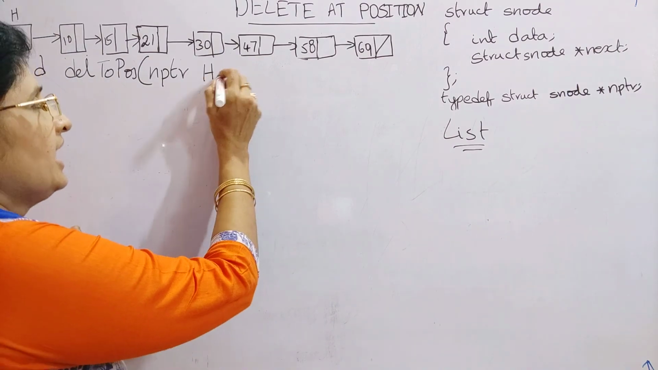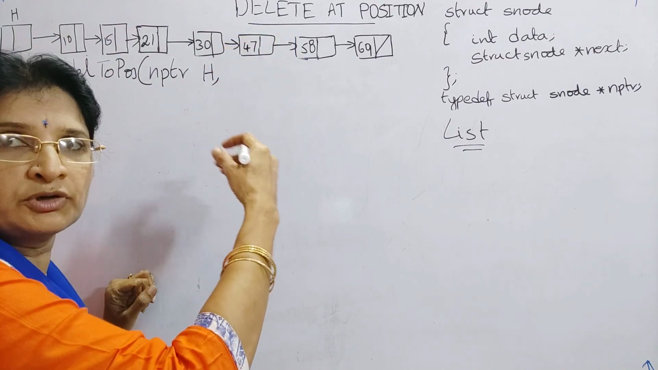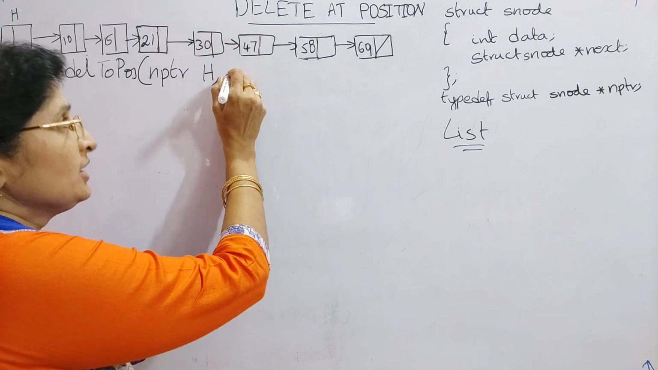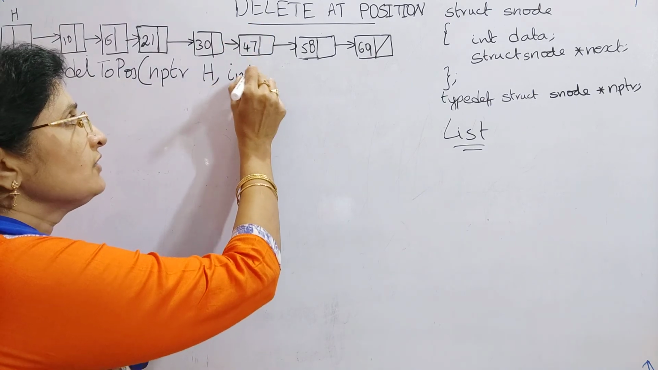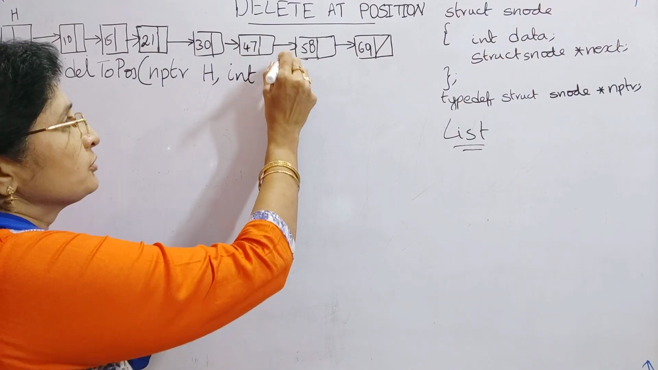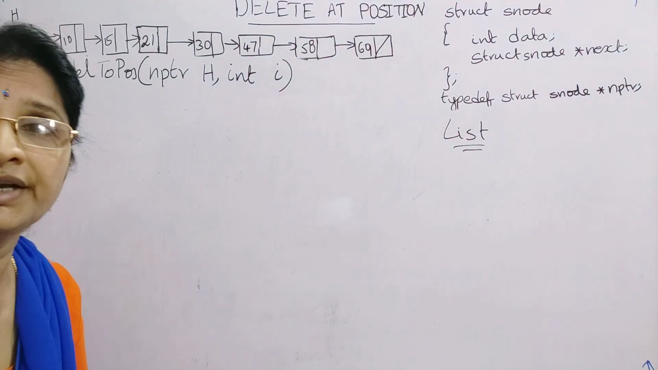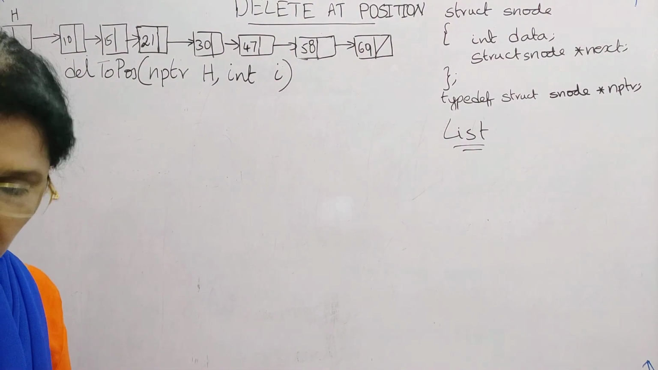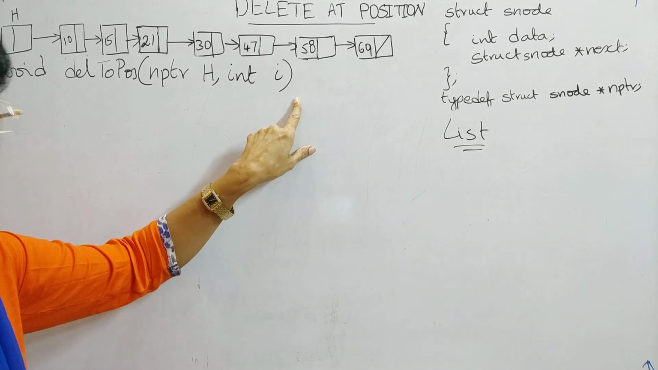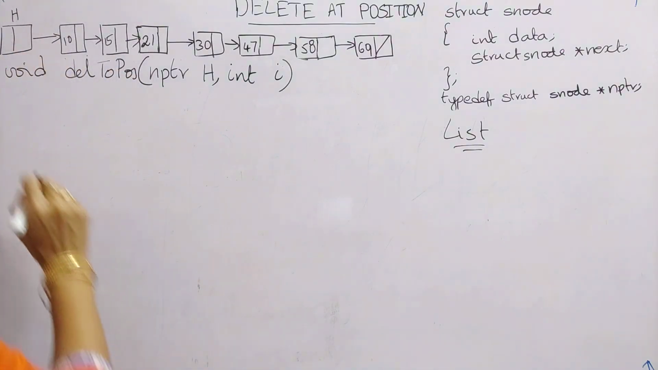Okay. So here what I am doing is I am passing the position from the calling place. So what will be the position? It will be of type integer, and for example here I am saying ith position. I want to delete a node at the position I. Okay, so these are the two parameters that I have to pass to this function.